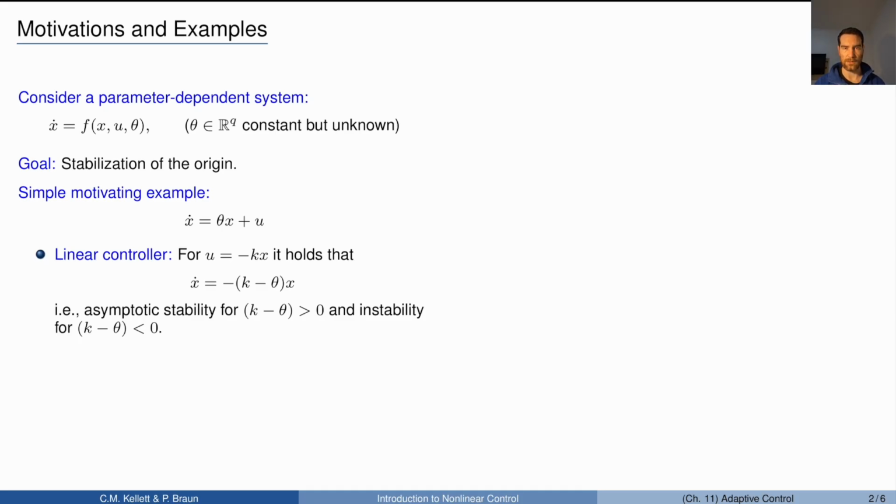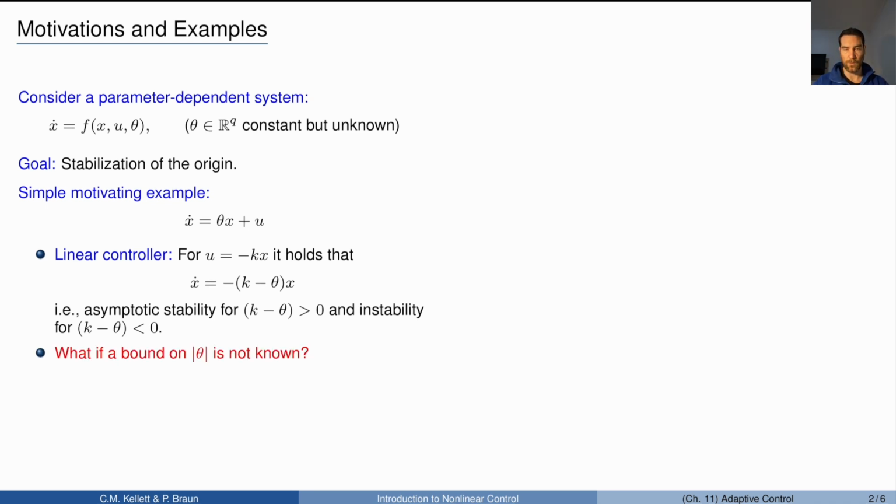But if we don't know theta, we can essentially do the same steps as we would to stabilize a linear system. So define u is equal to minus kx, plug that into our system dynamics to obtain the closed loop dynamics here, and we can conclude simply by looking at the sign in front of x under which condition the origin is globally asymptotically stable, meaning for k minus theta bigger than 0 we get asymptotic stability, and for k minus theta less than 0 we have an unstable origin.